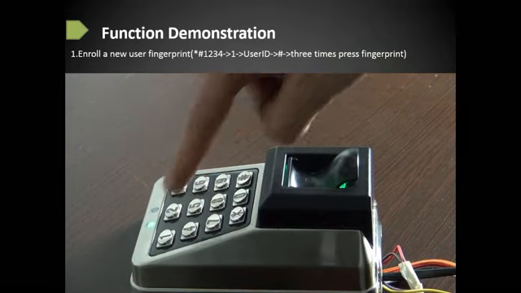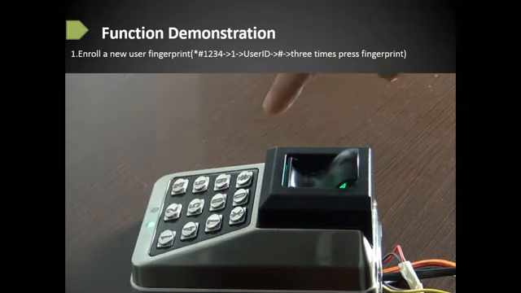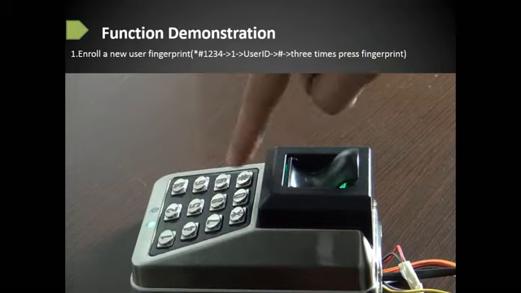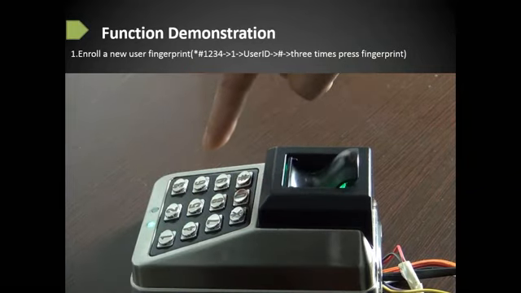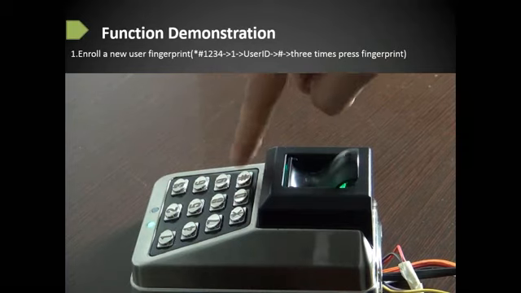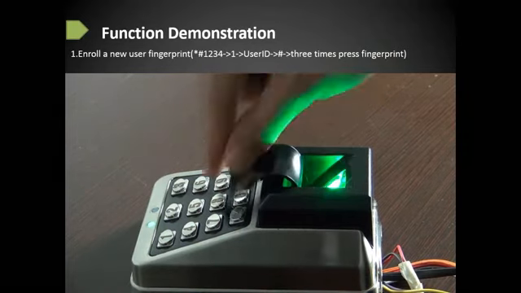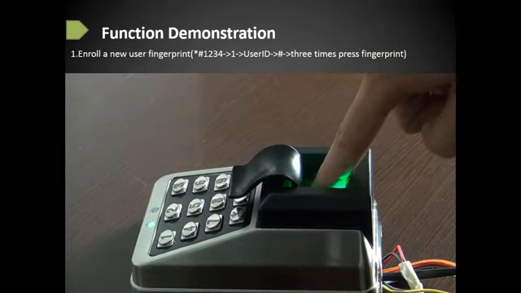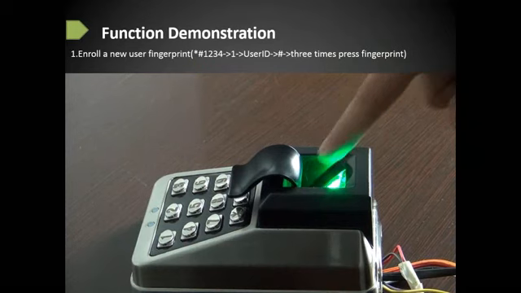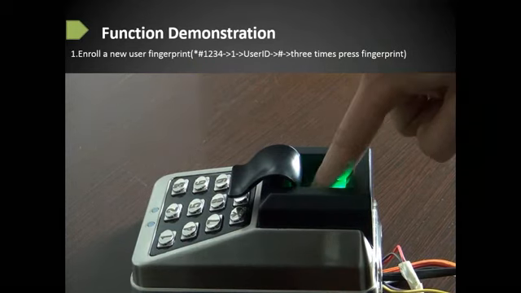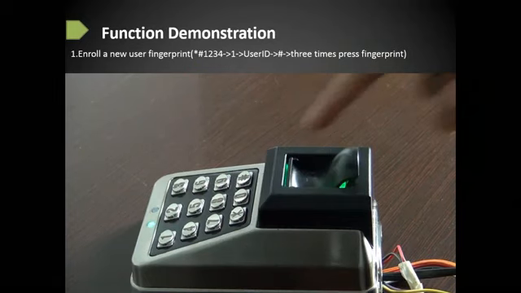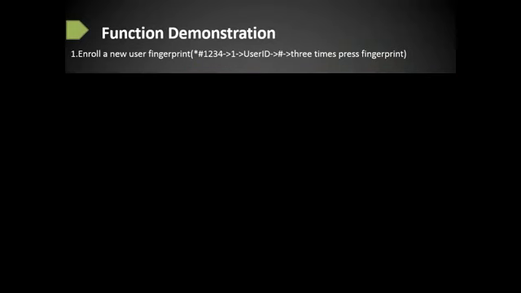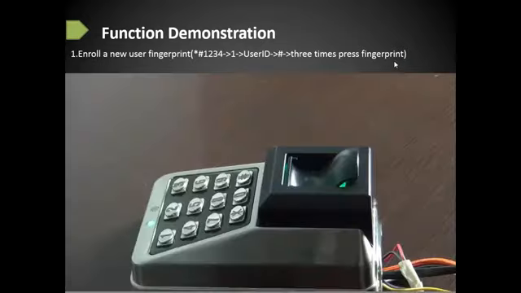I enter the administrator mode and press 1 to enter the enrollment mode. I input my user ID 10099 with the end of the pound key, and I press my fingerprint 3 times for success. After the operation, you will hear a long voice.